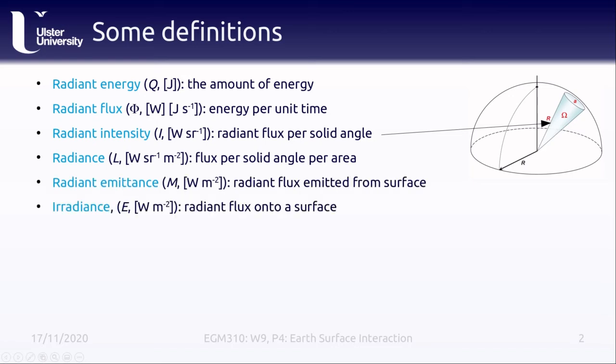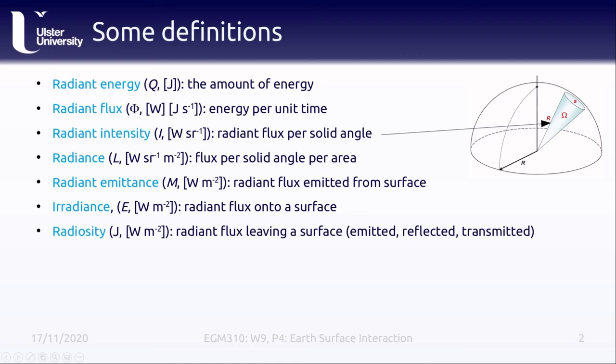The total radiant flux emitted by or falling onto a surface is either the radiant emittance or the irradiance, respectively, measured in watts per square meter. The radiosity of an object, measured in watts per square meter, is the total radiant flux leaving a surface, the sum of the flux that is emitted from, reflected, and transmitted by the object.